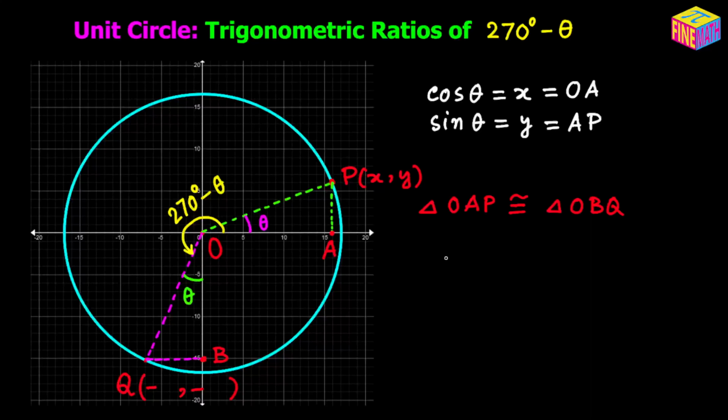I'm just talking about the absolute length. I'm not considering the signs yet, but if you just think about the distances, just absolute distance, then AP will be equal to BQ, and similarly OA will be equal to OB, and we already know that OP and OQ are equal because they are the radius of this unit circle. So now let's try to find out what would be the x coordinate of the point Q. As you can see, Q is actually a point in the third quadrant.